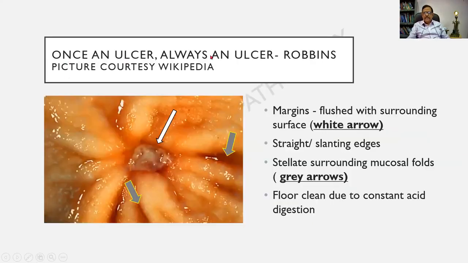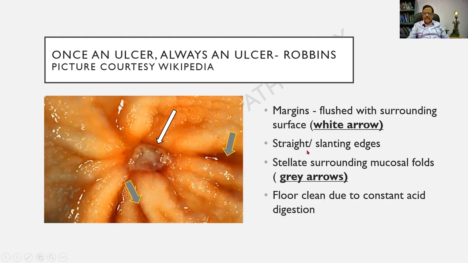Again, the words of Robbins, no? Once an ulcer, always an ulcer. And this picture courtesy from Wikipedia. I find that it is a well demarcated ulcer, hardly about 2 centimeters. The white arrow points to the ulcer. And another thing that is very striking is I find that there are radial folds of the mucosa. This ulcer, being a chronic process, generates fibrosis. Because of fibrosis, there is contraction producing the stellate mucosal folds.